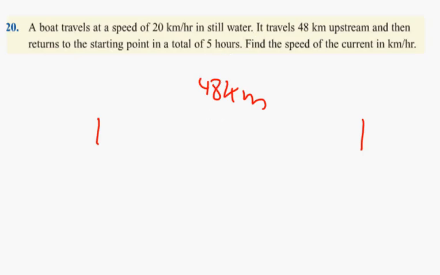Now, the thing that you need to realize about current is when there's a current, upstream means you're going against the current, right? And downstream means you're going with it. So, although you can go 20 kilometers per hour, on the way up, you're going to be going faster or slower? Slower. On the way back, you're going to be faster or slower? Faster.